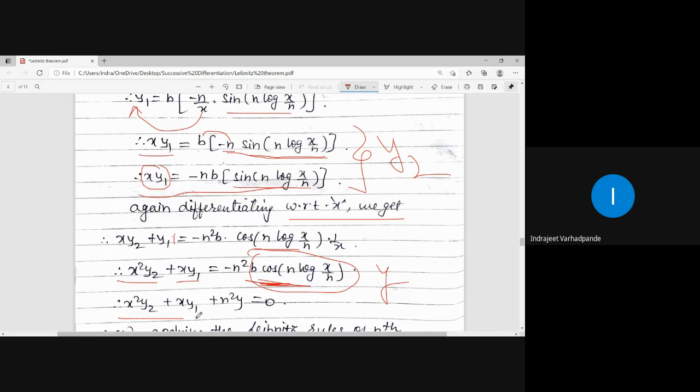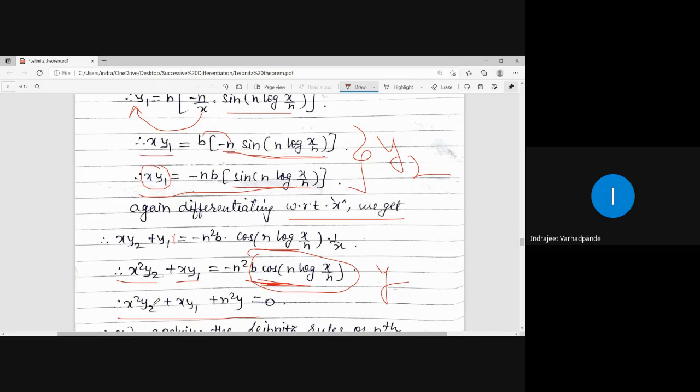So once this step is obtained, wherein it involves y1, y2 and y, now it is very convenient for me to apply Leibniz theorem. Clear?